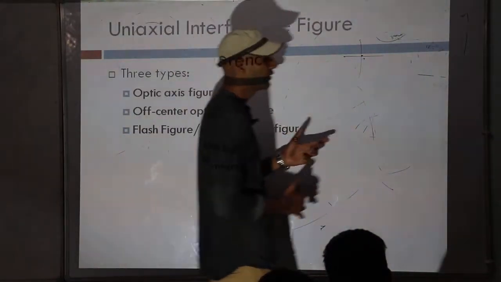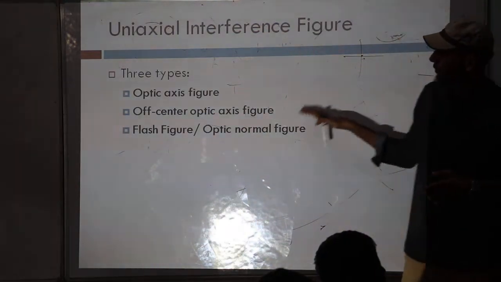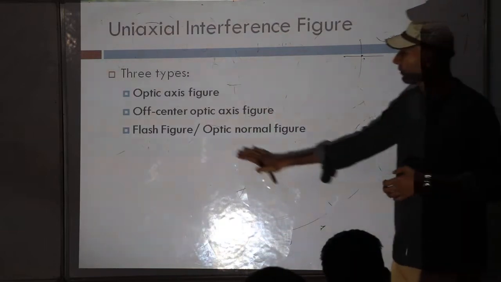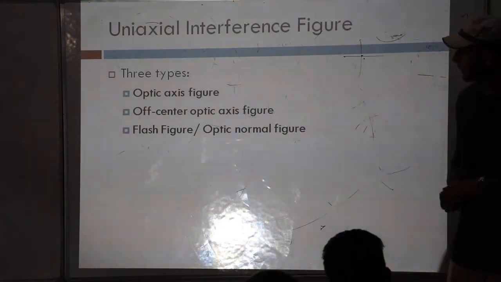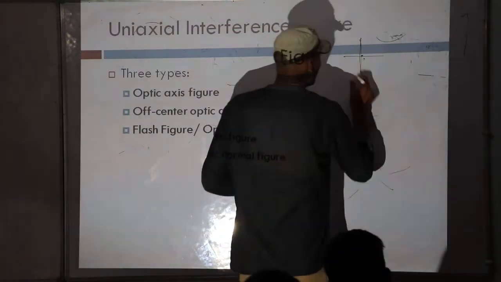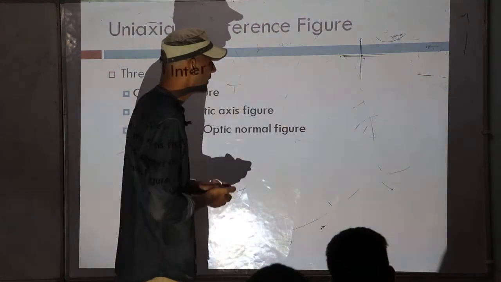Okay, so here we are going to discuss types of uniaxial interference figure. One is optic axis figure, off-centered optic axis figure, and then optic normal figure. You can see the microscope has its crosshair that shows the vibration directions of the polarizer and analyzer, right?